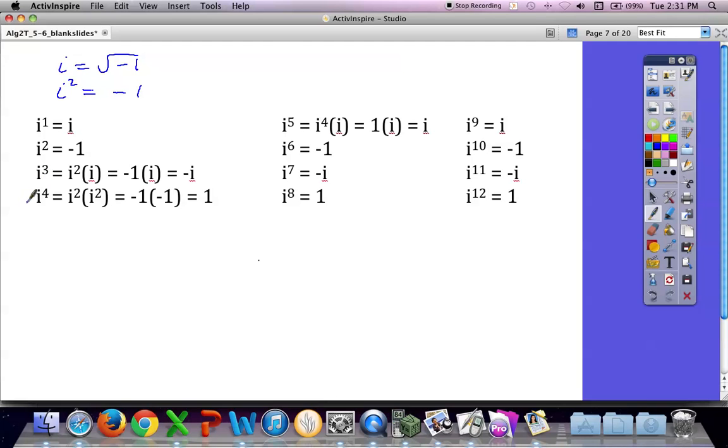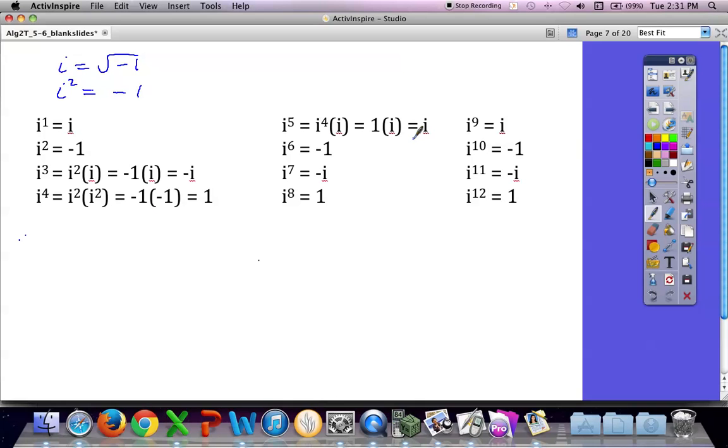Now, if I look at i to the third, that should be i squared times i, which is -1 times i, which is -i. i to the fourth should be i squared times i squared. Right? But again, we said i squared is -1. So that's -1 times -1, which is 1. Okay, if I take it one more, i to the fifth, that's i to the fourth times i. But i to the fourth is 1. So that's just 1 times i.